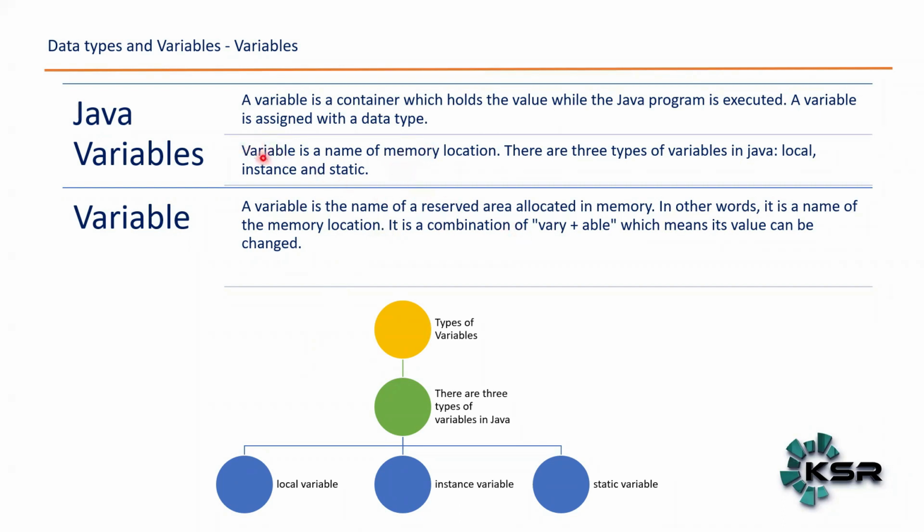A variable is the name of a memory location. In Java, there will be a location where the memory is created, and in that location the value is getting stored. So it means that particular memory, for example, we are talking about the hard disk in your computer.